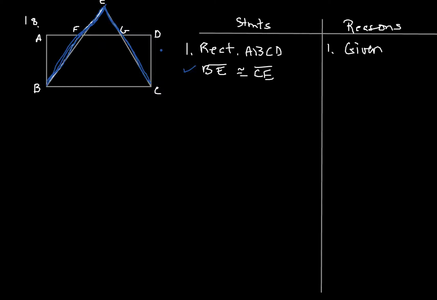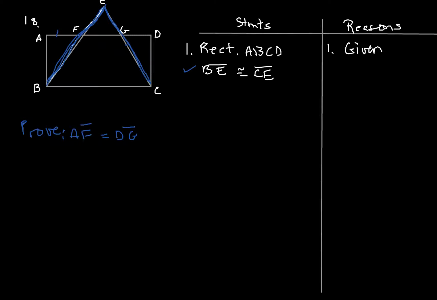Plus, of course, with the rectangle, we could say this is congruent to this, and these sides are congruent to these sides, etc. So we'll save that for what we need. Let's just write down our given, our prove. So we are to prove that AF is congruent to DG.